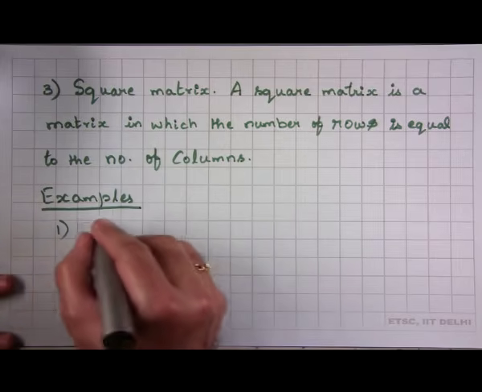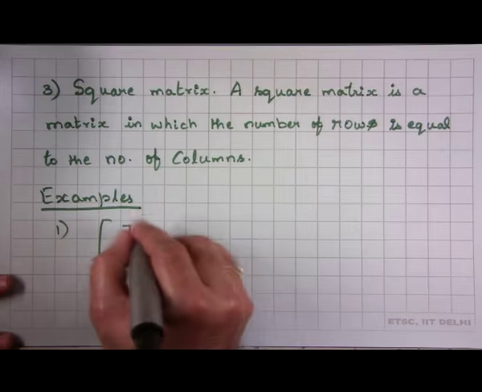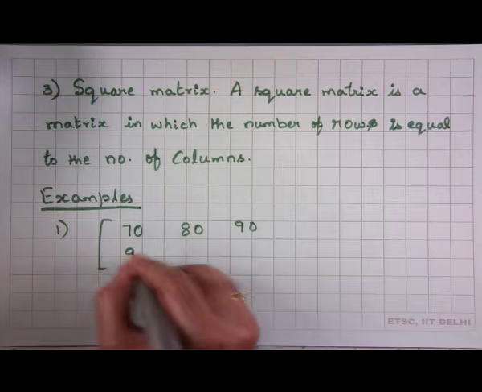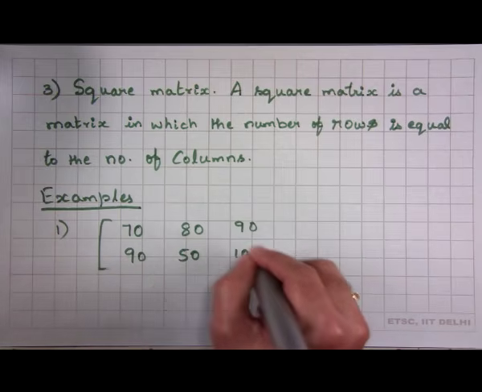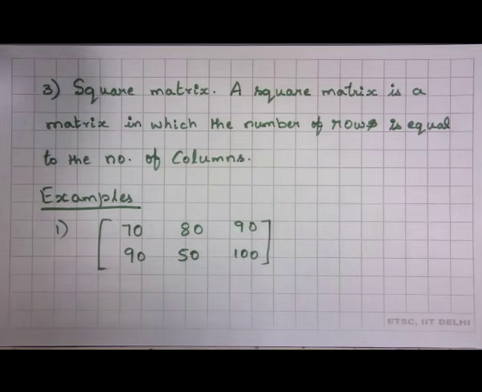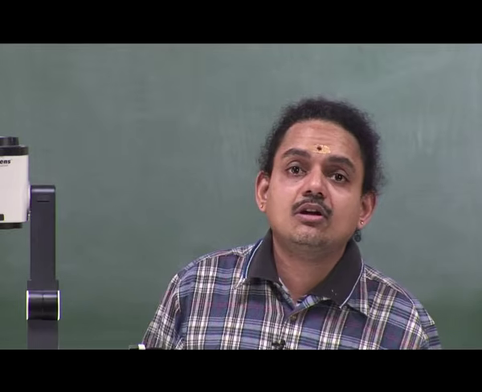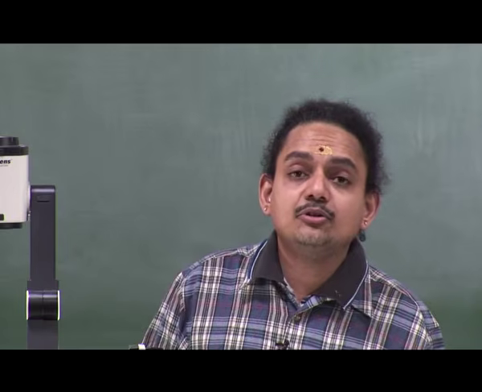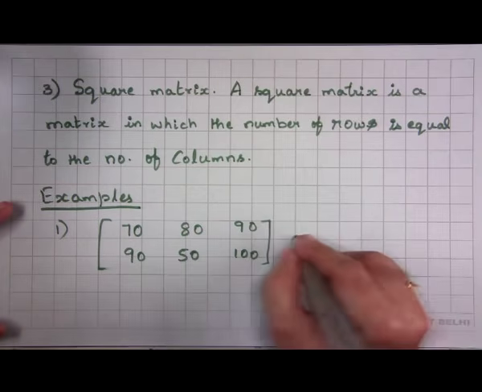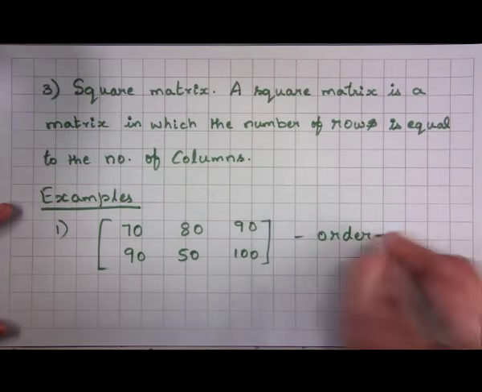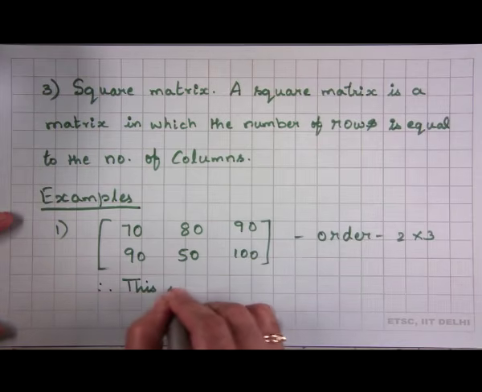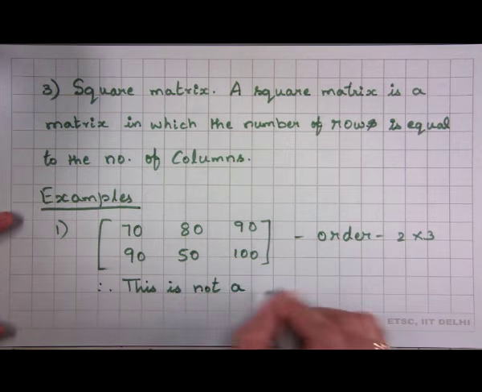Let us look at the first example that we had: 70, 80, 90, 90, 50, 100. What does it mean to be square? The number of rows is equal to the number of columns, which means if it has n rows, it should also have n columns, that means the order should be n by n. We know that the order of this matrix is 2 by 3. Therefore, this is not a square matrix.